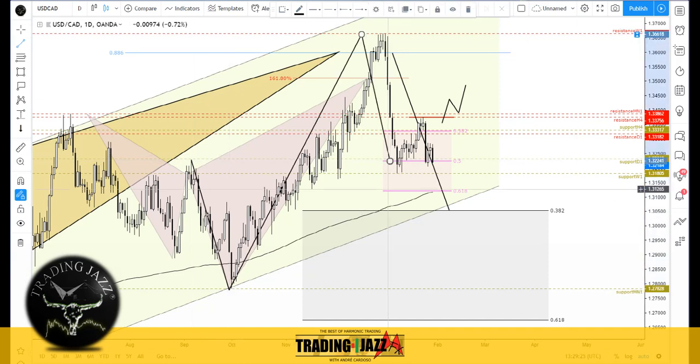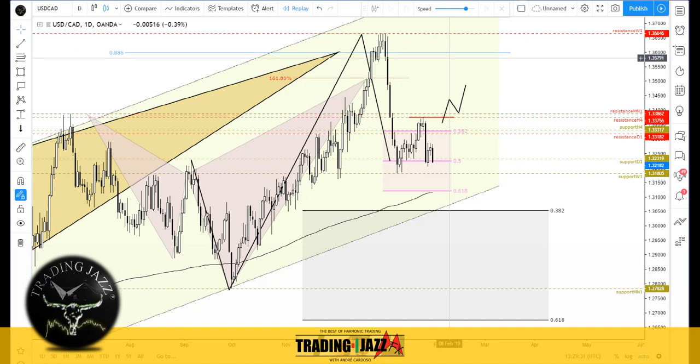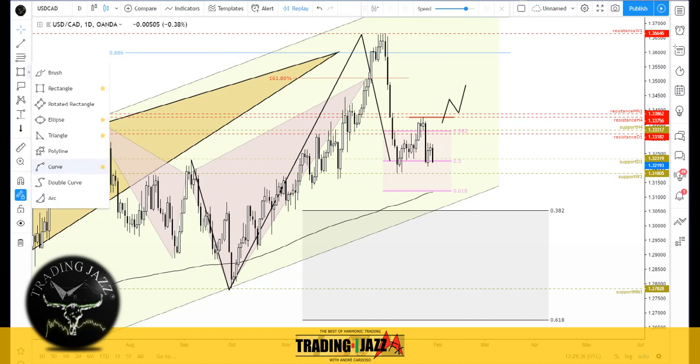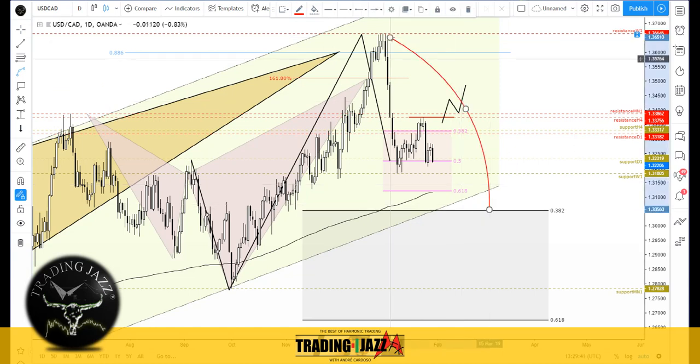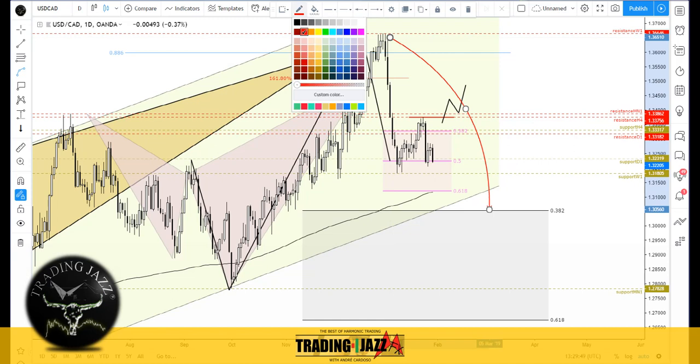5-0 pattern. It has produced some momentum, bullish momentum. But the default target, as I said before, the default target for the major BAT pattern is positioned here, so at 38% retracement. Actually, that way. This is the default target for the BAT pattern.